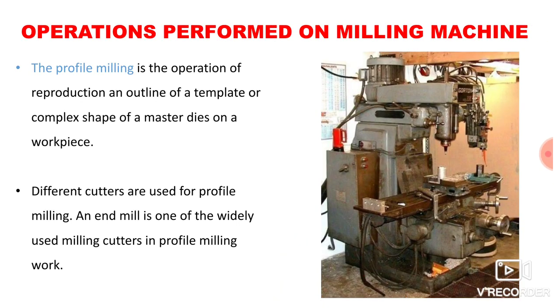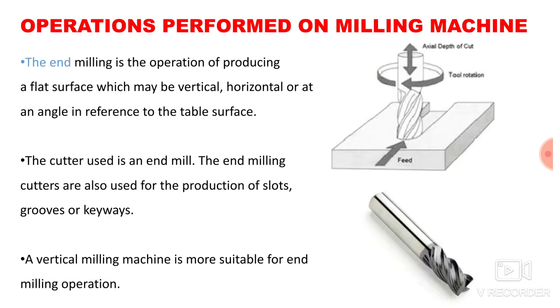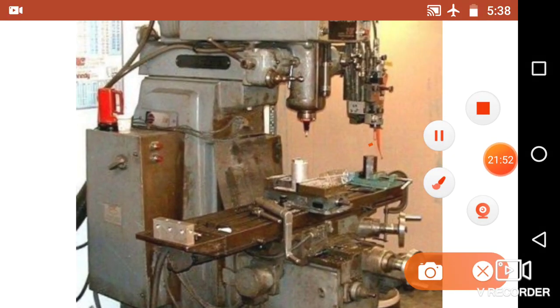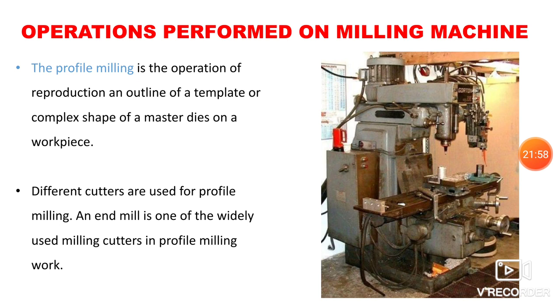So the profile milling is the operation of reproduction and outline of a template. So this is nothing but the template. This is a template that you want to follow, right? So the profile milling is the operation of reproduction and outline of a template or a complex shape of a master die. So whenever you want to produce a complex shape, you can go for profile milling operations. And during the profile milling operation, you can use various types of cutter, but mostly end milling cutters are used.